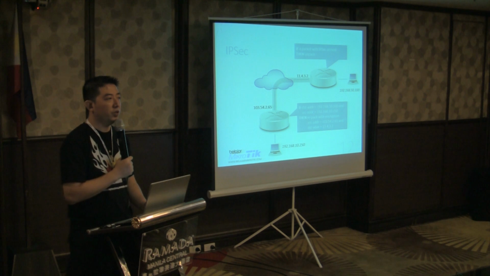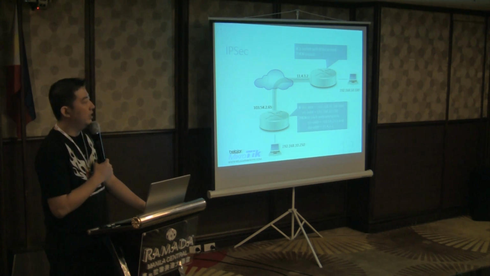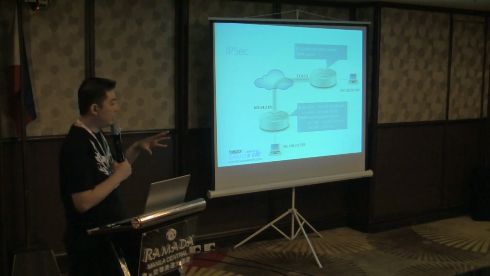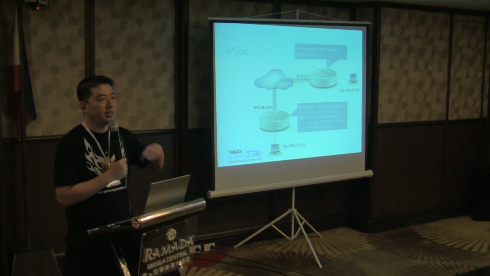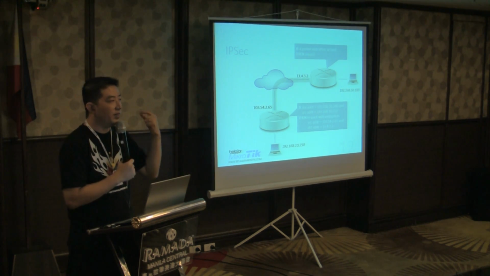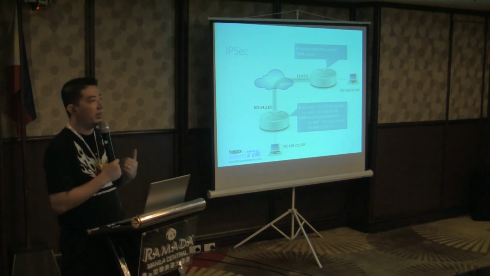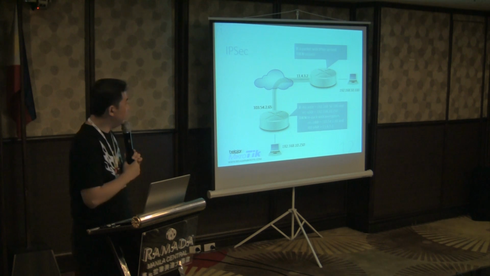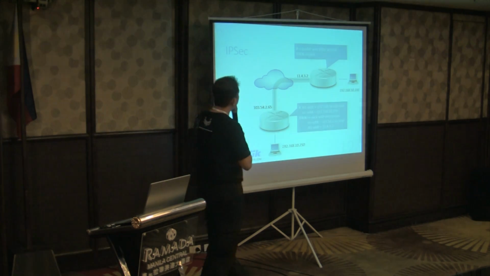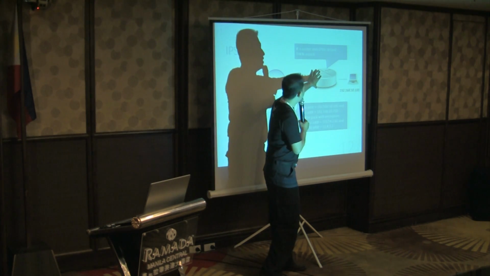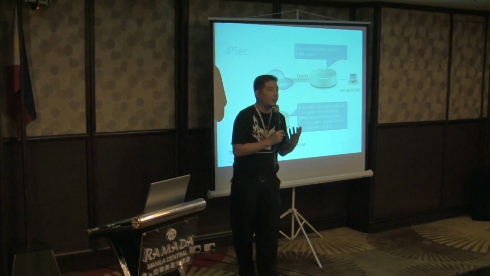In IP security, what you do is you route the traffic. The router will encrypt the traffic and send it over with a different IP address, not the original IP address. And then once the other router receives the packet, if the packet is with IP security, then it will unpack the packet.